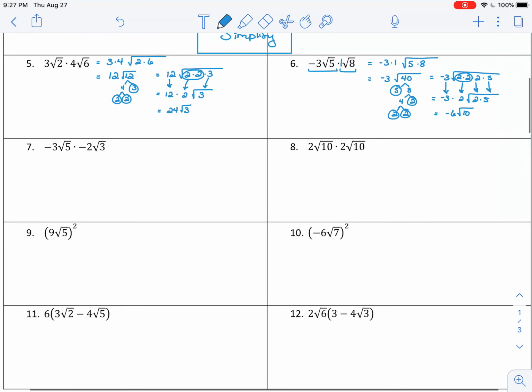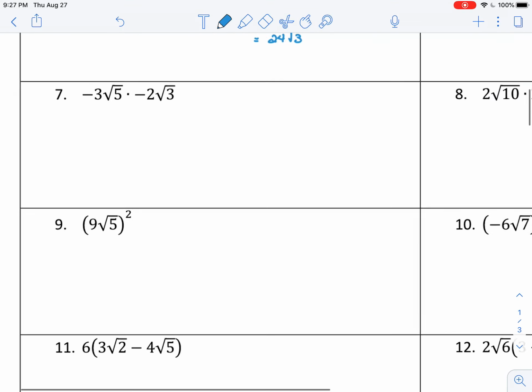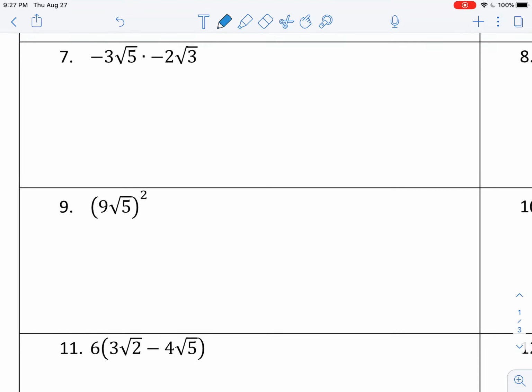So multiply, simplify. Those are your steps. I do want to point out number 7. It's really similar to what we just did, but the ending is slightly different. So I do want to highlight that. I'm going to multiply the outside numbers. I'm going to multiply the inside numbers, which in this problem gives me positive 6. Two negatives multiply to be a positive.